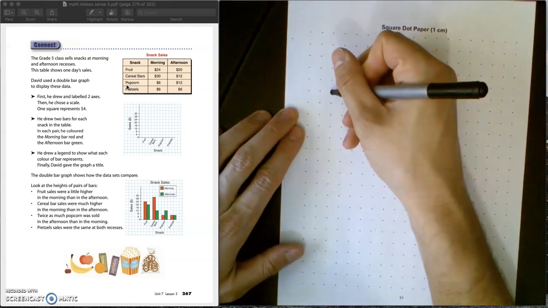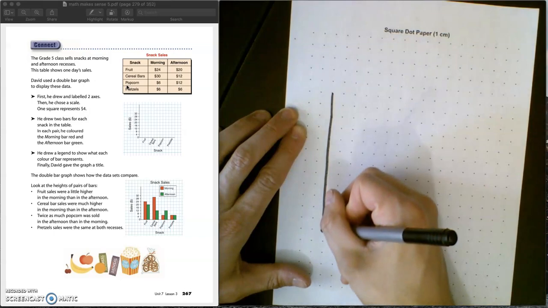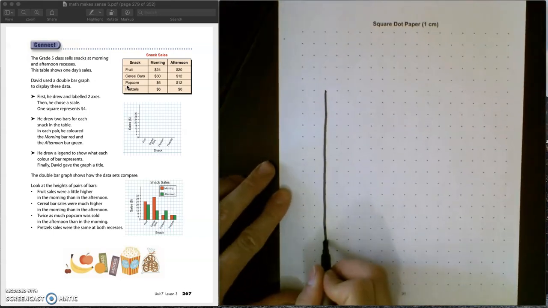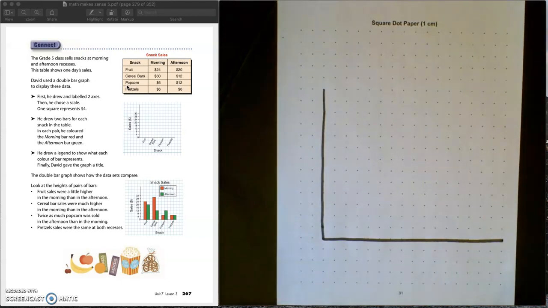I'm also going to go a couple in because I know I'm going to have to do some labeling. So I'm going to go down to about, yeah, that seems fine. And then I'm just going to go all the way over. Because I'm doing this as an example, I'm going to make things a little bit bigger than usual. You may just want to go step by step as you're doing it next time.